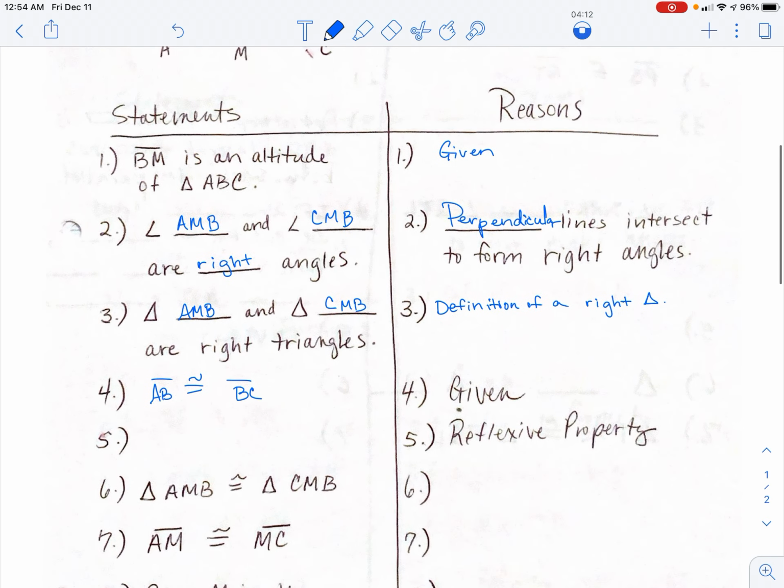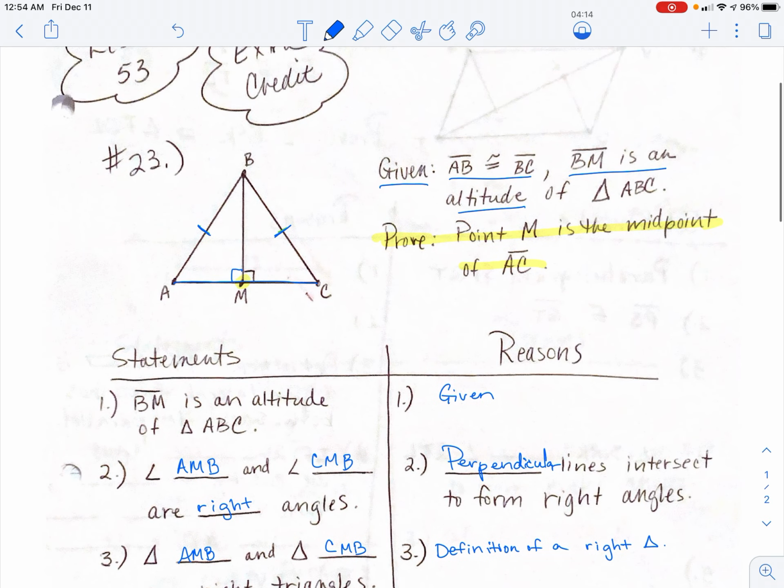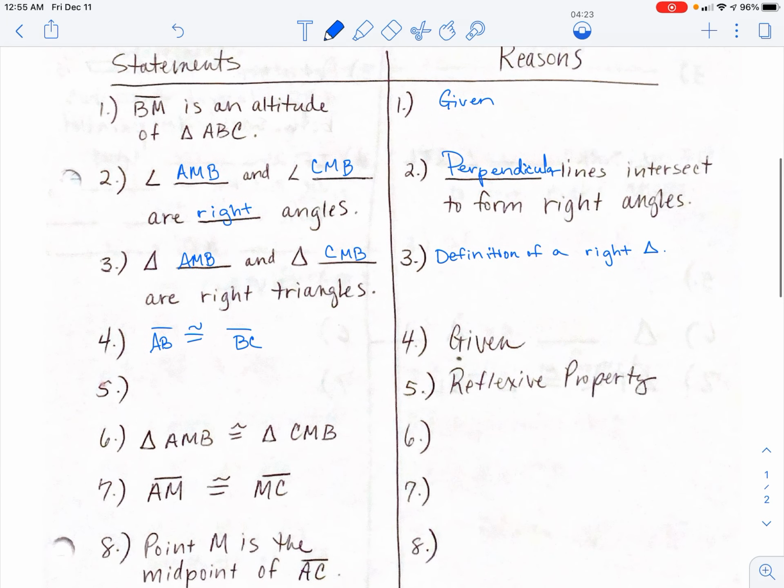All right, so number 5, oh, you love this one. This is the reflexive property. So we're going to say that a line segment, which was the altitude, BM, is congruent to itself. Why? Because of the reflexive property. Both of those triangles share side BM.